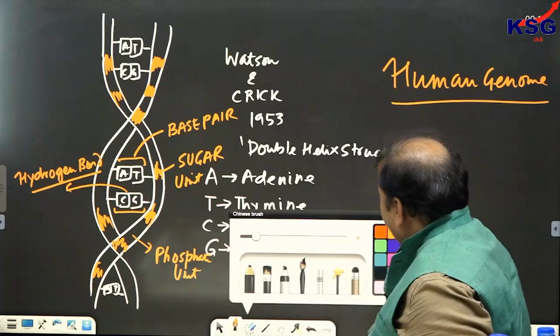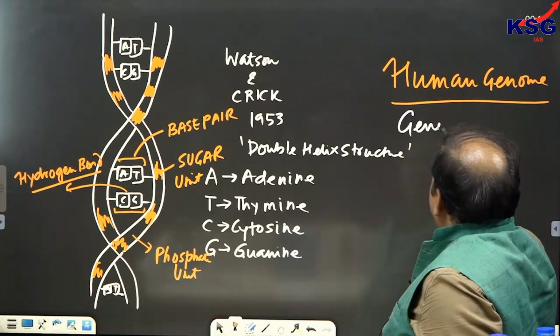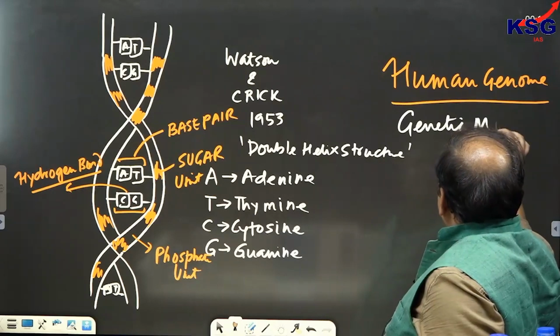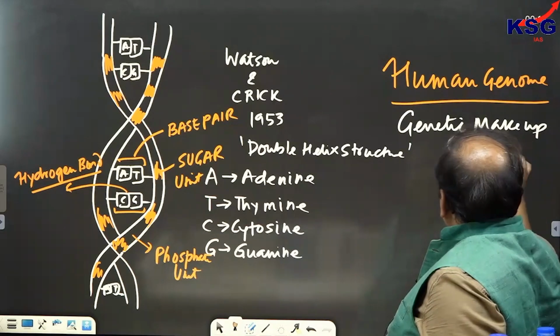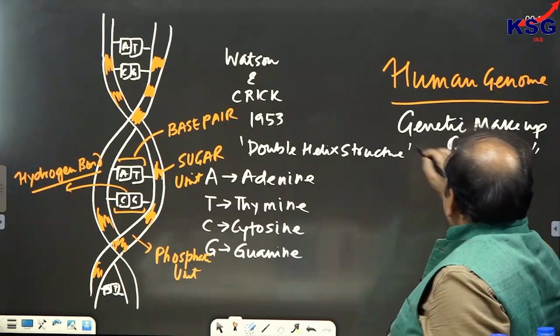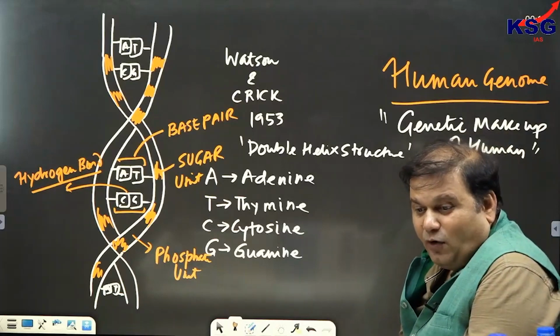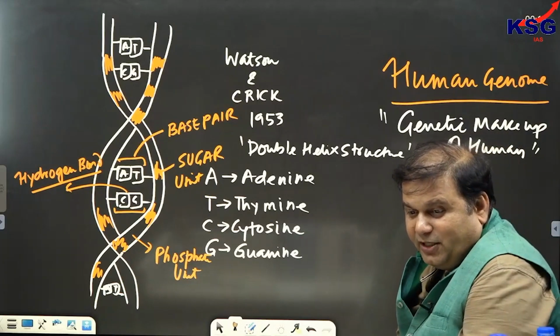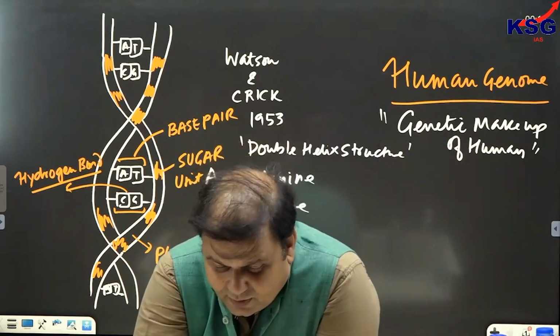Human genome is referred to as what? It is referred to as the genetic makeup of humans. Now pay attention: how is the genetic makeup of humans? Clear? How is the genetic makeup of humans?